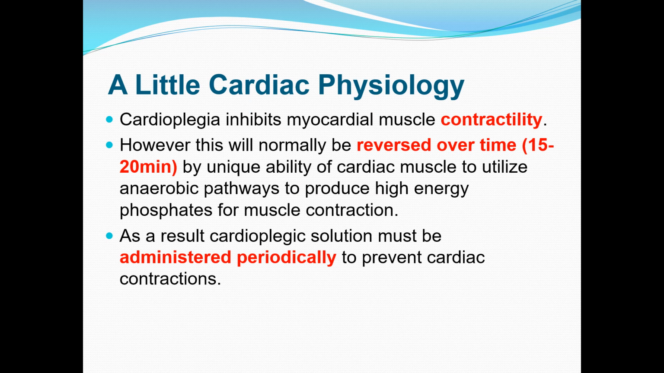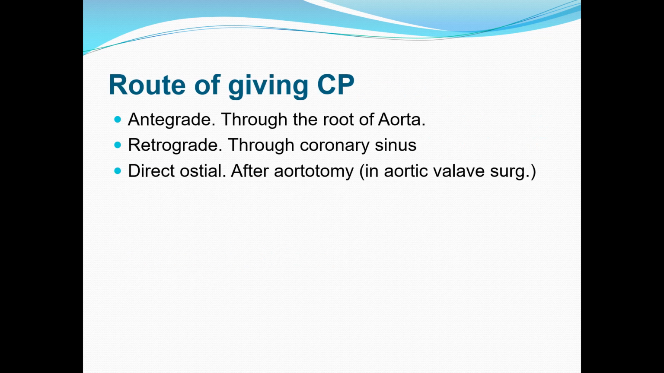Cardioplegia inhibits myocardial muscle contractility. However, this will be reversed over 15 to 20 minutes by the unique ability of cardiac muscle to utilize the anaerobic pathway to produce high-energy phosphate for muscle contraction. As a result, cardioplegic solution must be administered periodically to prevent contraction.